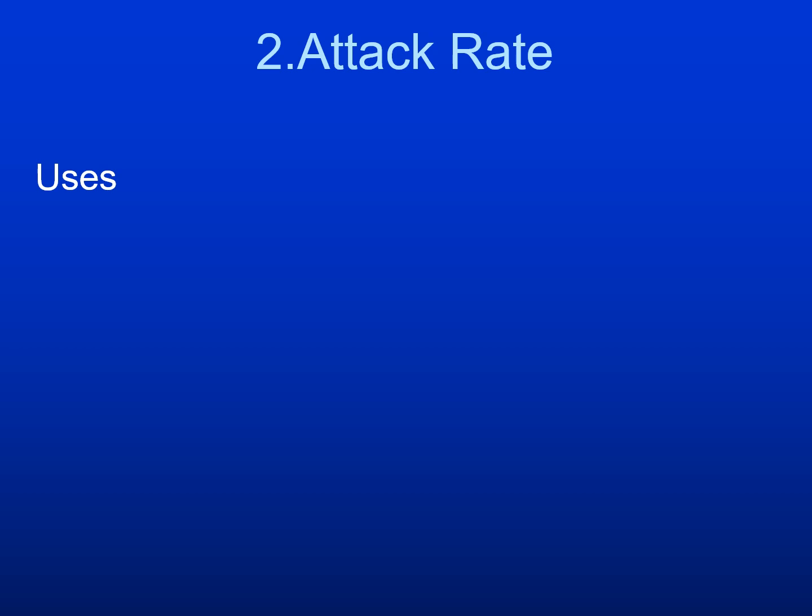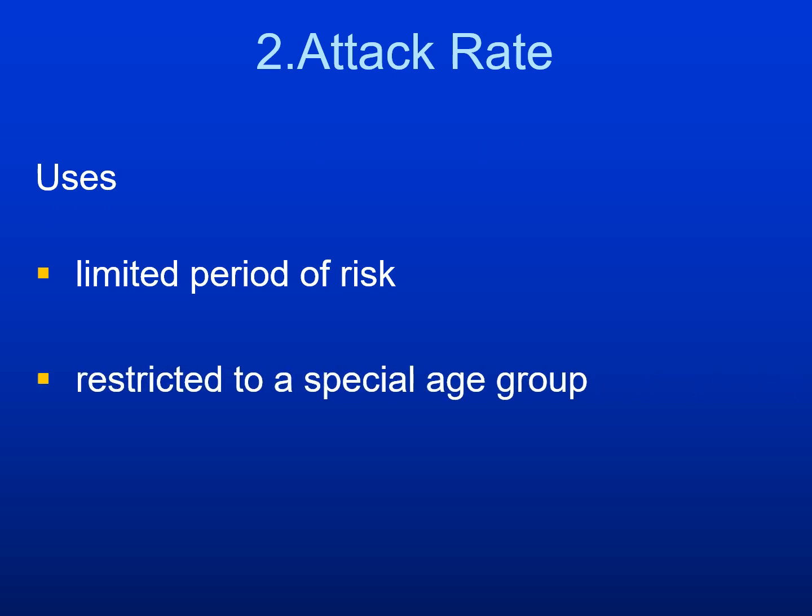Also in case of epidemics, we use the attack rate because the epidemic is never through a year. It is usually within a few months. Also in an outbreak, we use the attack rate. Also, for example, neonatal septicemia is only limited to the first 28 days of life, so we measure the attack rate, not the incidence rate. Another difference between the attack rate and the incidence rate is that the attack rate must be expressed in percent.